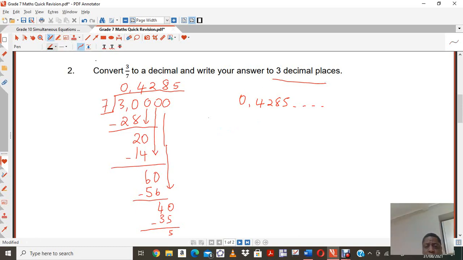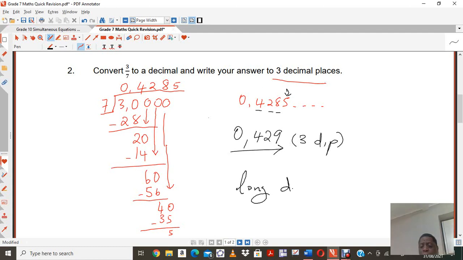But we are supposed to give our answer to 3 decimal places. And because we are giving our answer to 3 decimal places, the first place is the 4, the second is the 2, and that is the third. So this 5 will determine whether we round up. So again, this answer becomes 0.429. Okay, the first decimal place is the 4. So this is then correct to 3 decimal places. So there are other ways, but your long division is the method that you should use here to assist you to arrive at those questions.